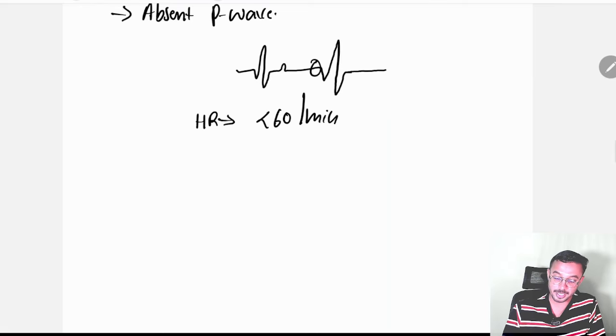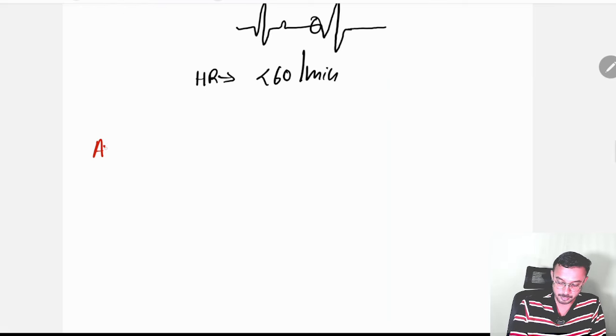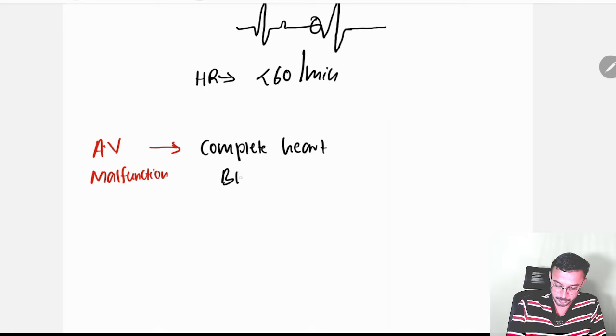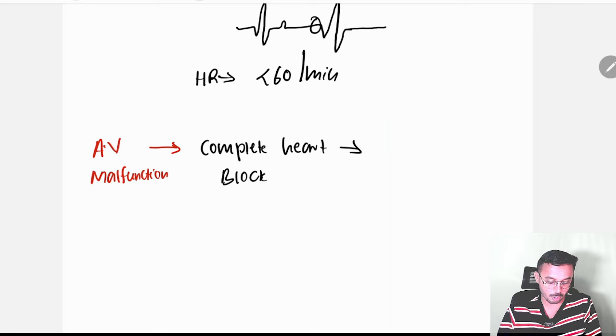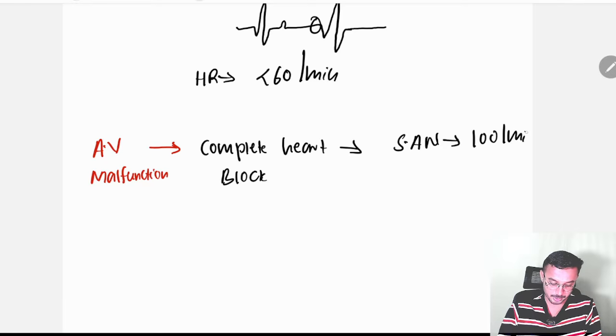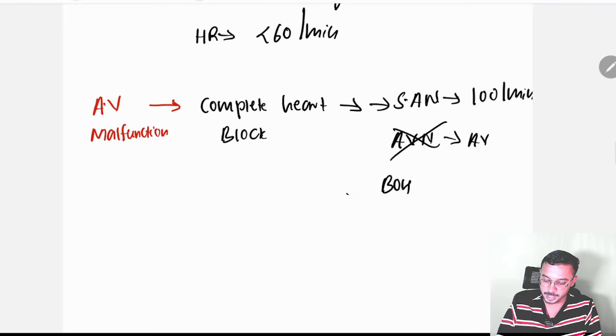And next, when your AV node won't function properly, AV node malfunction, that leads to complete heart block. Okay, so I will teach you what complete heart block is. The SA node is functioning, at 100 per minute, but the AV node is not functioning, and the bundle of His is functioning. So here the AV node is not functioning properly, the SA node is functioning, and the bundle of His is also functioning.